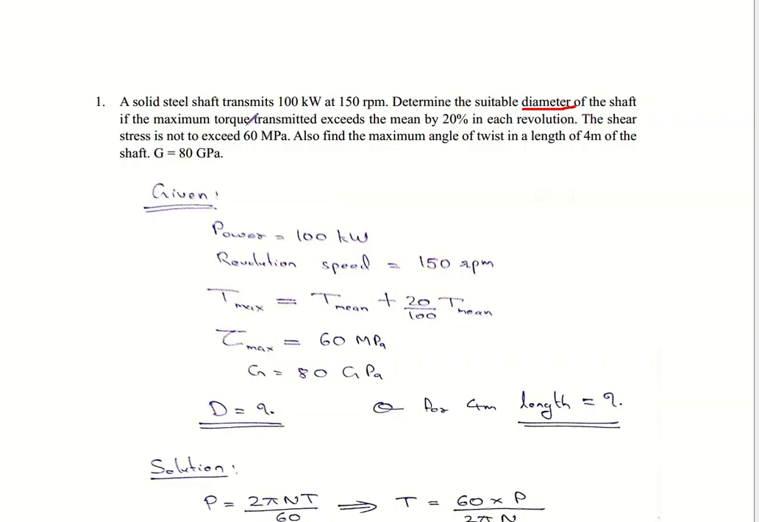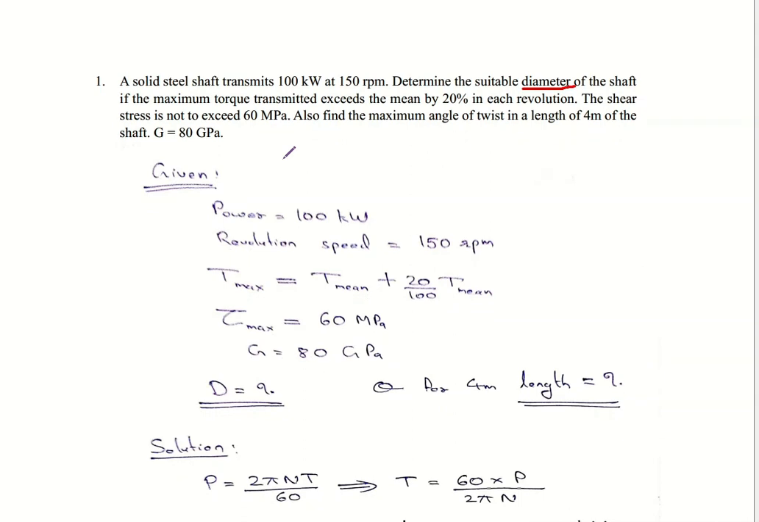The shear stress is not to exceed 60 megapascals. That is the limit we are given. The maximum shear stress the material can take is 60 megapascals. Also find the maximum angle of twist in a length of 4 meters of the shaft. So we are also asked to find the angle of twist.